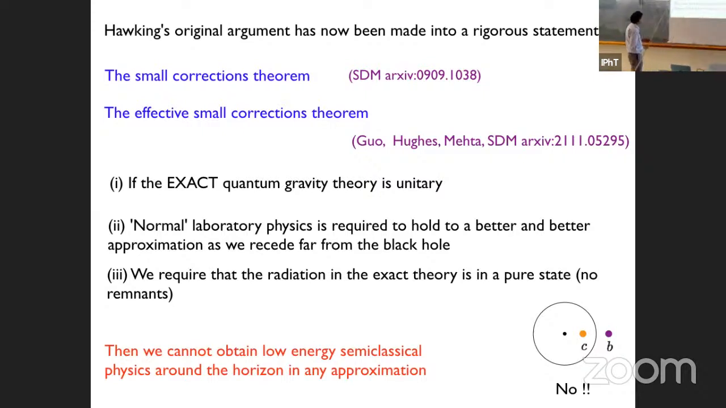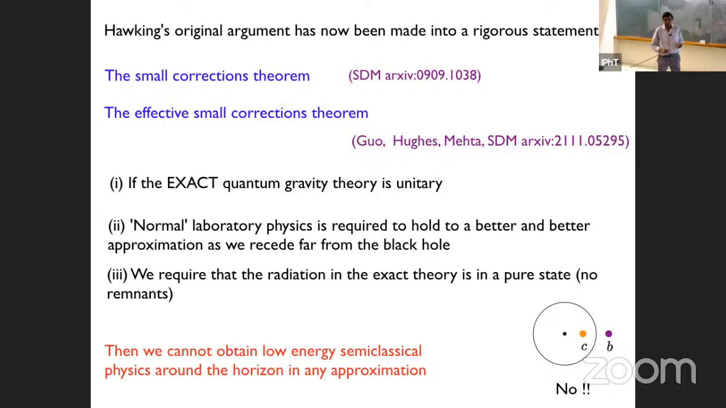Suppose you are happy with that. And then you require that the radiation you got in the exact theory is actually in a pure state, like it came out like a piece of coal, it actually has a state. Lots of people seem to want that also. They want the Page curve to come down. Suppose you want all these things, then what these theorems tell you is that you cannot obtain any low energy semi-classical approximation around the horizon. So if somebody said that out of the exact degrees of freedom, he makes some code subspace or effective degrees of freedom that behave like semi-classical dynamics around the horizon in any approximation, it's not possible.